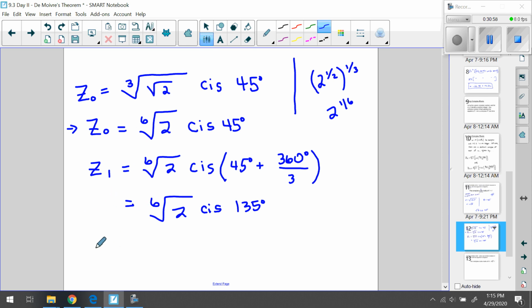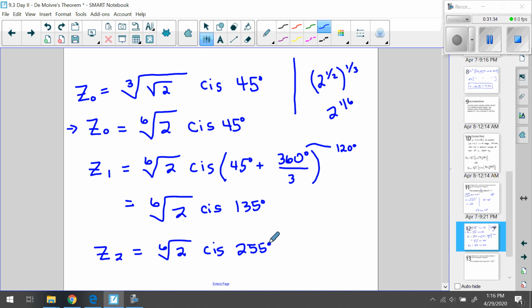Then we're ready to find our third and final root, Z2. We'll have 6th root of 2 once again. Once you find that front number, that is the same coefficient for all of your answers. This time we take the angle, and this value is 120, so all you're going to do is add 120 to this angle again. If you take 135 and add 120, you get 255.